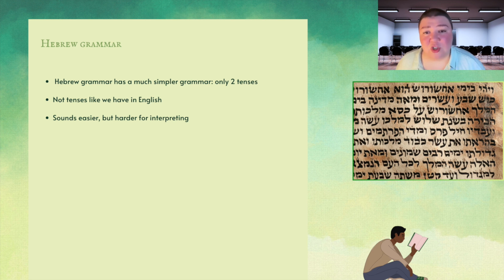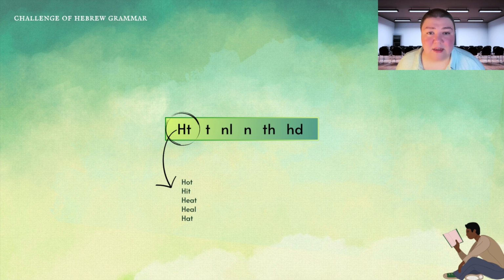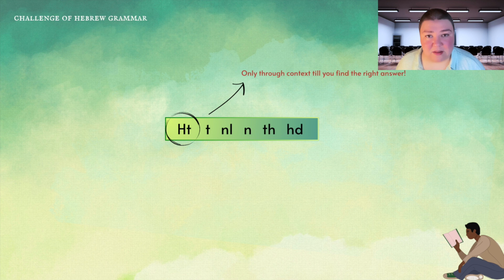In fact, let's have a short exercise to look at here. We recall the original Hebrew Bible was written without any vowels, so what we have in the original text is only consonants. And we learned that there weren't spaces between the words either, just a block of consonants. And now we know there are only two tenses, so we might see something like this. This is obviously anglicized. How do we figure out what the first word is? Is it hot, hit, heat, heel, hat? Only through context will we find the right answer.